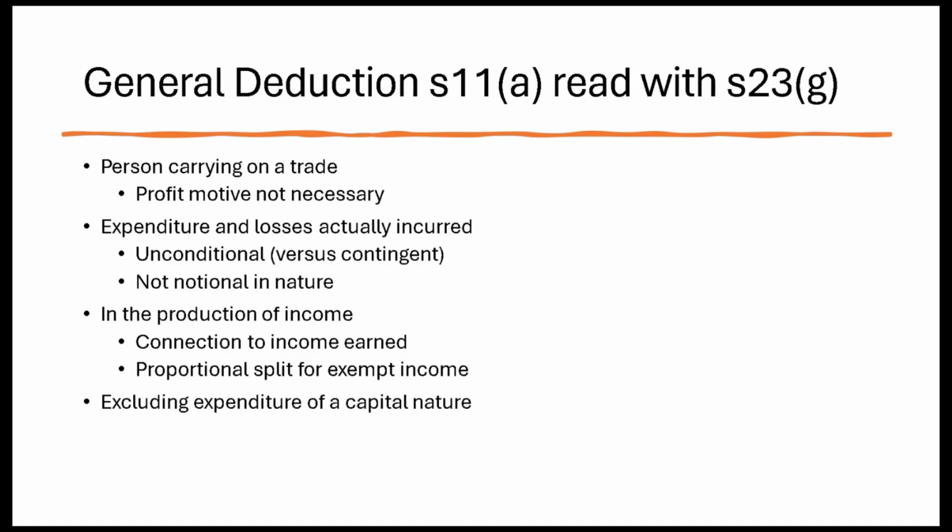The general deduction formula, in terms of section 11A, speaks to a person may deduct from their income any expenditure from carrying on a trade. Now, carrying on a trade doesn't necessarily mean that you have a company that's registered that's buying or selling something. You could be offering services. Carrying on a trade doesn't mean that you have to be making a profit at the end of the year as your driving force for your trade.